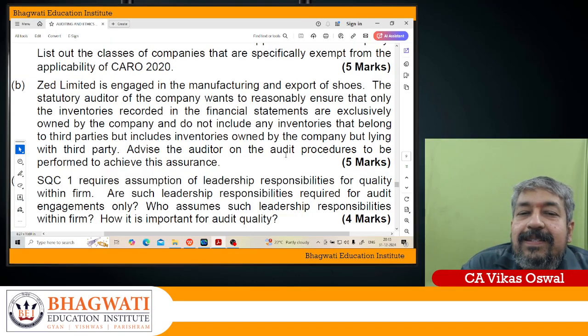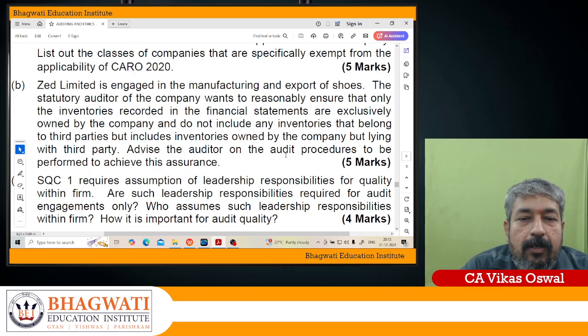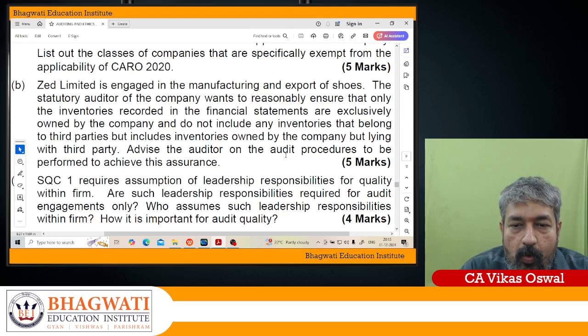Z Limited is engaged in the manufacturing of shoes, and the statutory auditor of the company wants to reasonably ensure that only inventories recorded in the financial statements are exclusively owned by the company and do not include any inventory that belong to the third parties, but include inventories owned by the company but lying with the third party. Advise the auditor what audit procedures he has to apply.